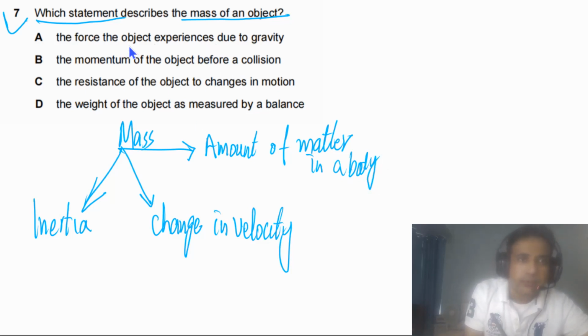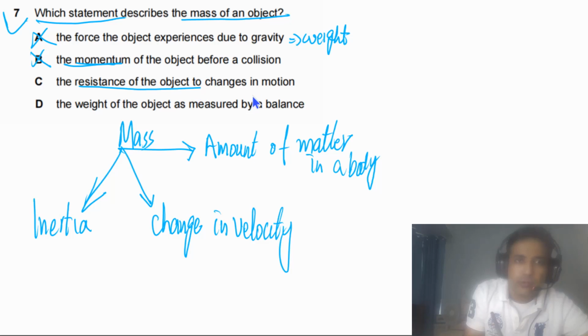But if you look at the given options, it is given to us the force the object experienced due to gravity. No, this is the weight. So this is not the right option. So this is not correct. Momentum of object before a collision. So this is just representing momentum. So this is also incorrect.